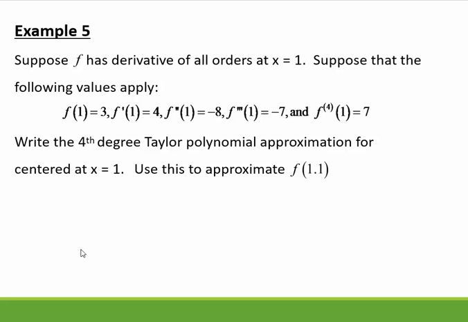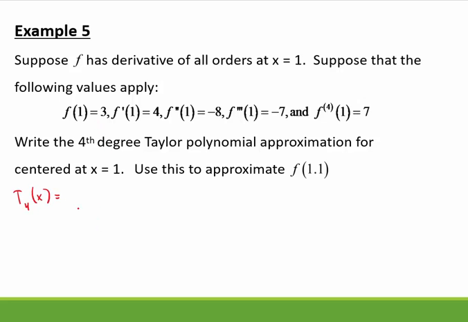Okay, so this example. And again, this is a continuation of a previous video, but that video was getting kind of long, so I cut it up into day 2. Suppose I have a derivative of all orders at 1. Suppose that the following values apply. Write a 4th degree polynomial and use that to approximate f of 1.1. So I have my Taylor polynomial of 4th degree.